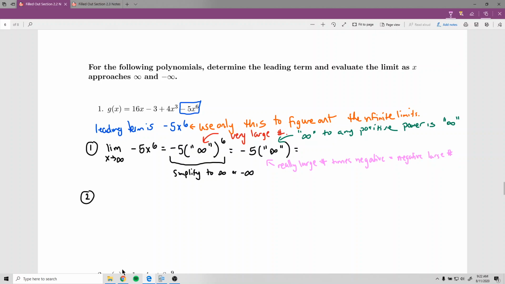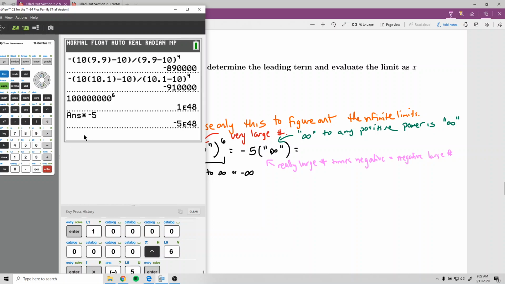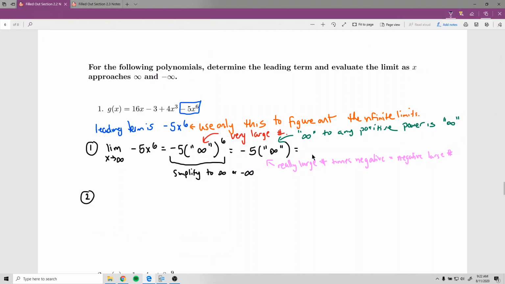Right. So imagine I take what we got here and I multiply it by negative 5. Well, that's a negative 5 in front of 48 zeros. So that's really large, but negative. And that's what we would describe as negative infinity. But that is our answer. Once you have just infinity with a plus or minus, that is your answer. And this one is negative. So the limit as x goes to infinity is negative infinity.